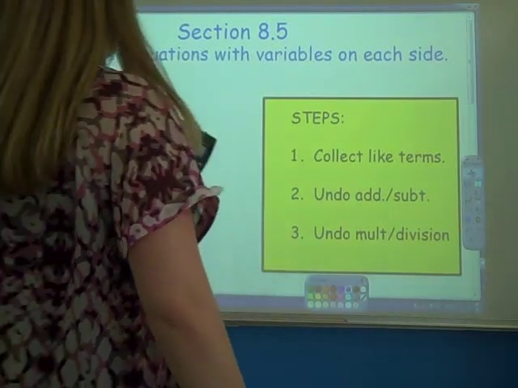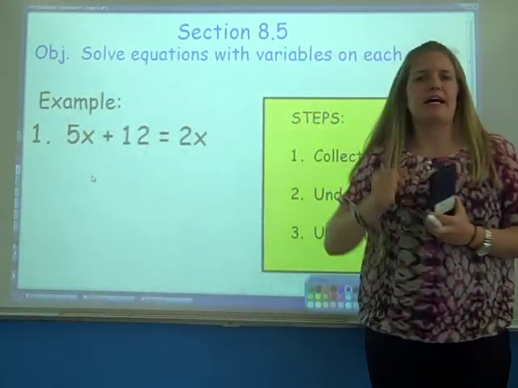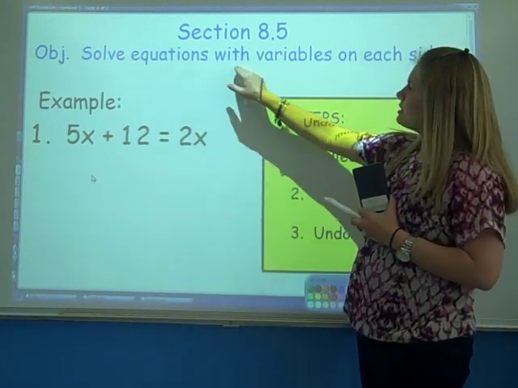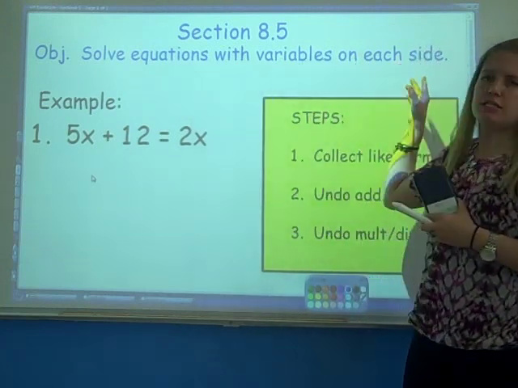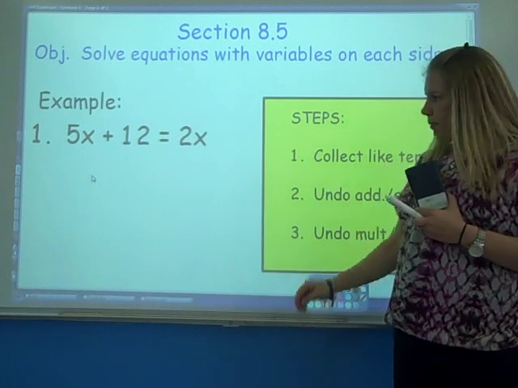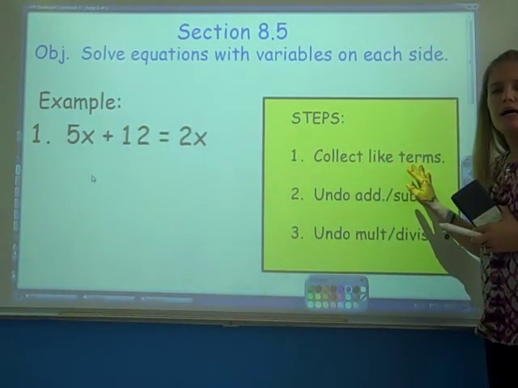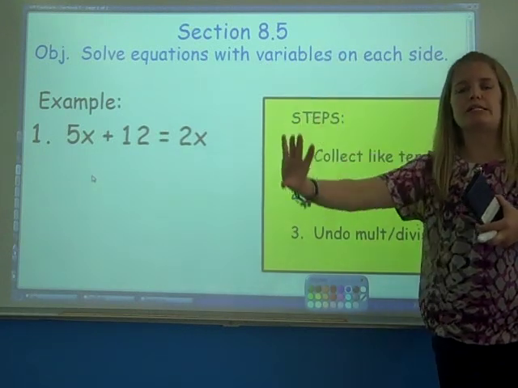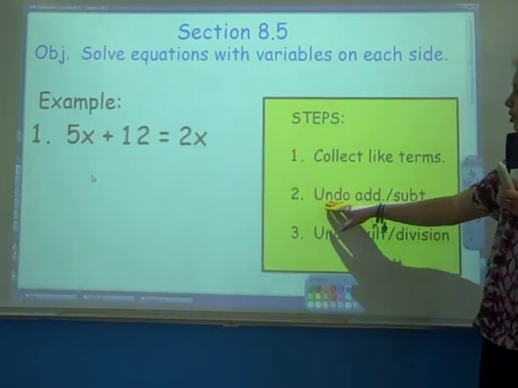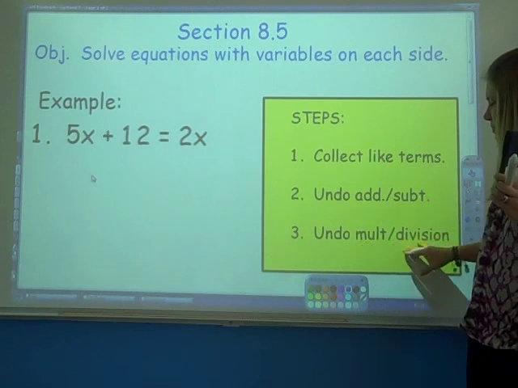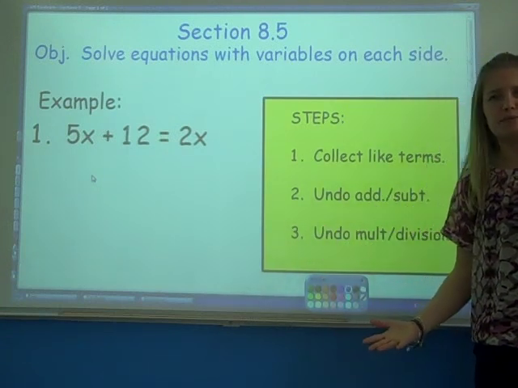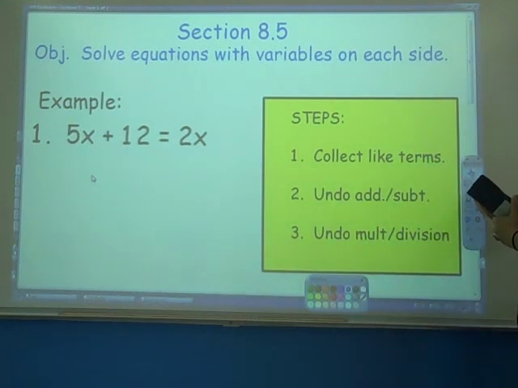Okay, hi everybody. Today we're going to be doing section 8.5, which means we're going to be solving equations with variables on each side of our equal sign. And the steps you're going to do is you're going to be collecting like terms, and that might mean bringing it over the equal sign, so you kind of have to think about that. You're going to undo addition and subtraction and undo multiplication and division. So following the same steps we've been doing the entire chapter so far.